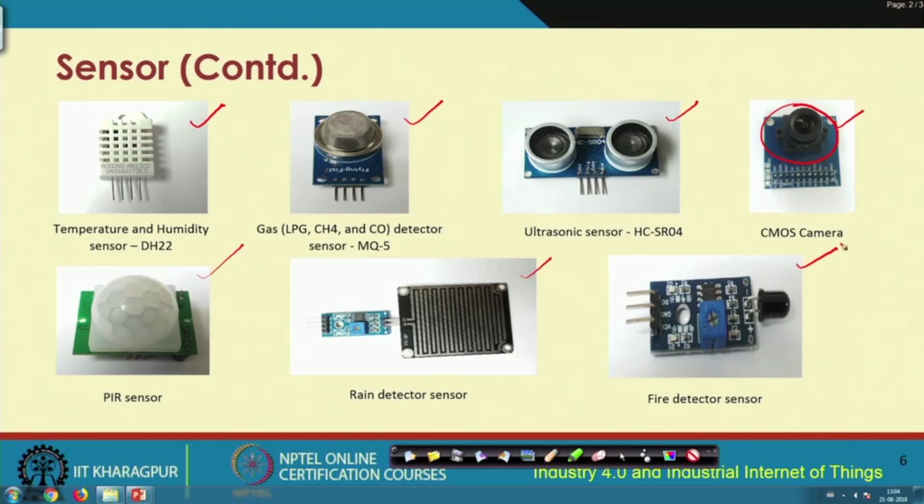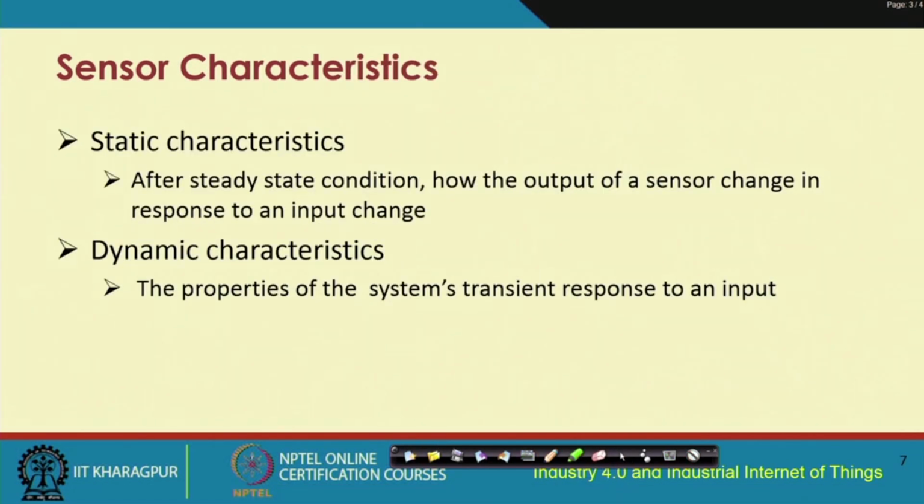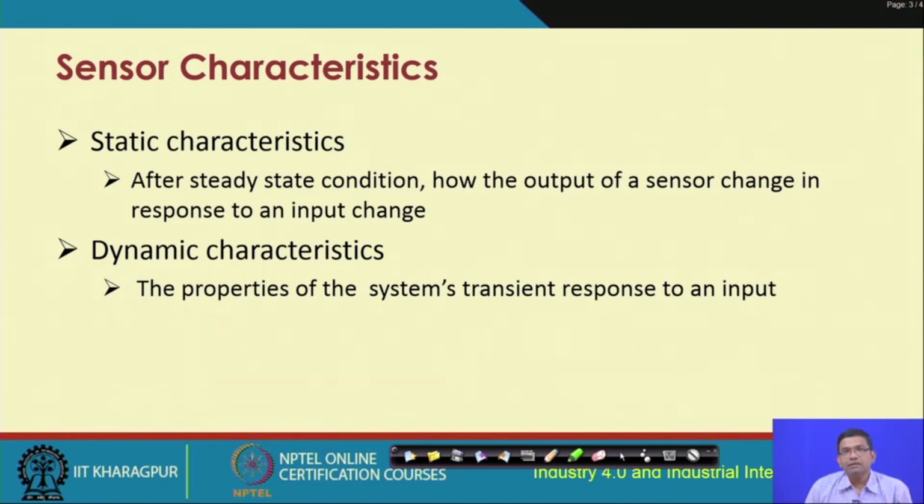Now, let us go back to our discussion, what we were having earlier. So, we have these different types of sensors. These sensors have their own different ways of operating. But let us try to understand first the characteristics of sensors at a very high level. In general, the characteristics of sensors can be classified into two types, the static characteristics and the dynamic characteristics.